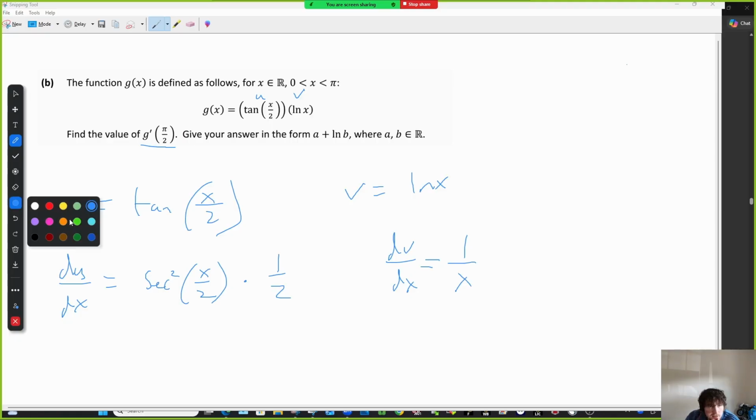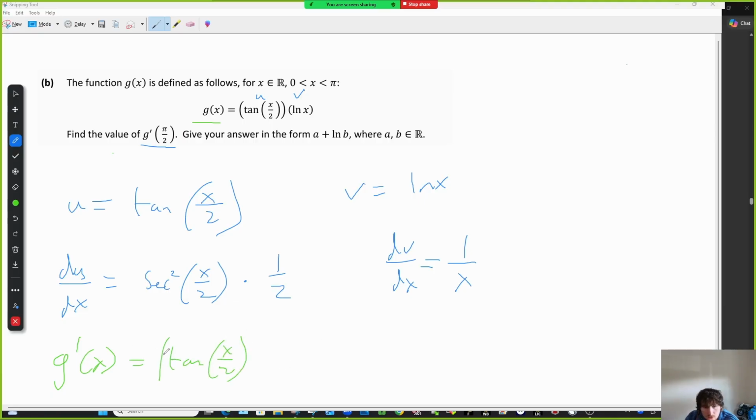Okay, so then we don't say this is equal to dy dx here, we say it's equal to g dash x because the function was called g of x. So we say g dash x is equal to u times the derivative of the other guy, which is, I'll put a square bracket on this for neatness, times 1 over x. Then it's always plus. Then it's the other guy, ln x, it's the v, and then multiply by the other guy's derivative. So what I'll do is I'll bring the half out the front there, and then I'll call this sec squared x over 2. Okay, great.